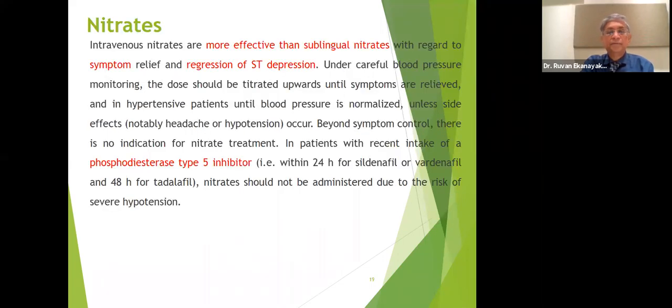Now, nitrates are no more effective than sublingual nitrates for symptom relief. It has no prognostic benefit. Therefore, nitrates nowadays will be administered only for the control of blood pressure. Take a history, whether the patient has been on phosphodiesterase type 5 inhibitors, sildenafil or tadalafil, within the past 24 hours, because nitrates can cause life-threatening hypotension in this situation.